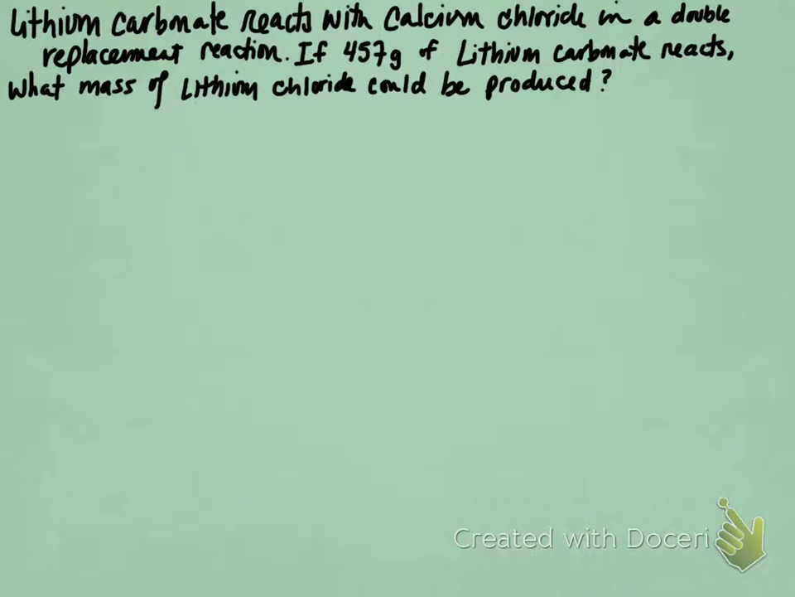Let's start with this. If we are told that lithium carbonate reacts with calcium chloride in a double replacement reaction, if 457 grams of lithium carbonate reacts, what mass of lithium chloride could be produced? Well, what's our first step? Our first step is writing a balanced chemical equation, because everything else is going to come out of that. That's where we will get our mole ratios and all that stuff. So let's do that real quick.